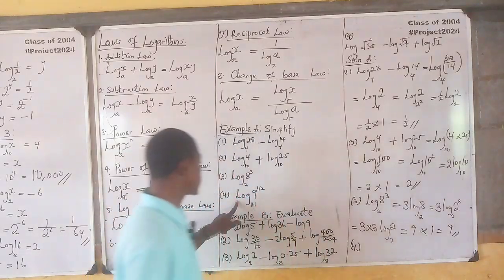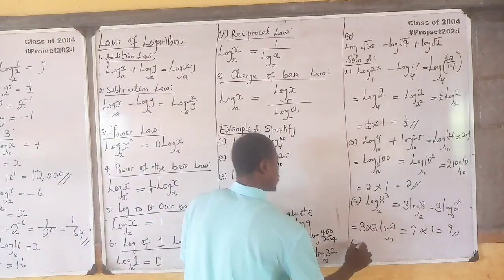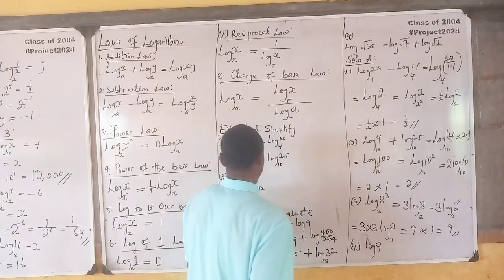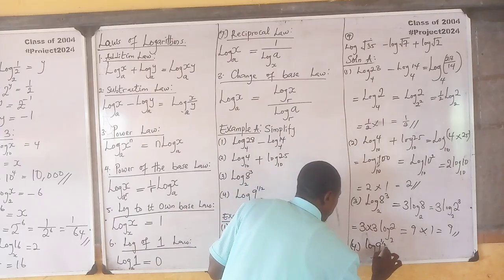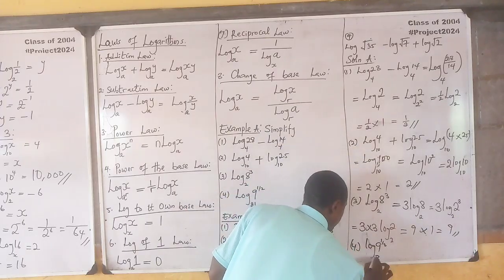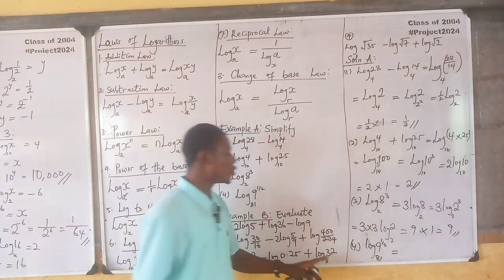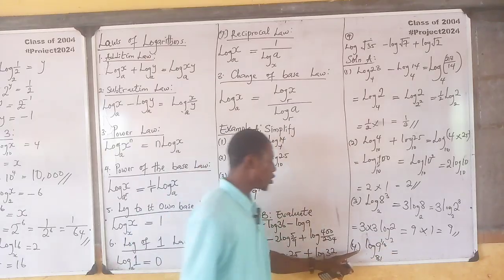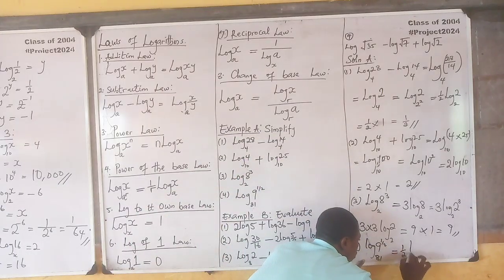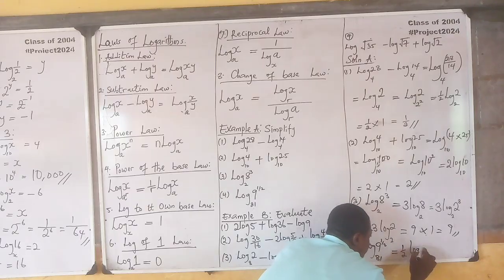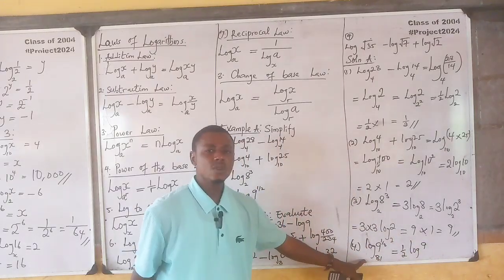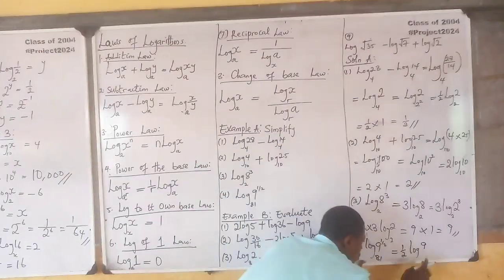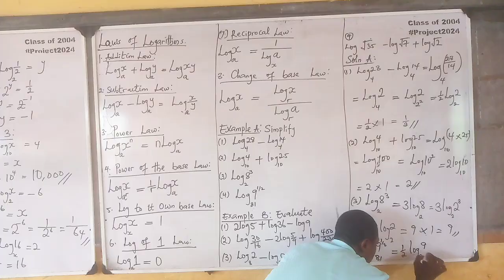Number 4 says log of 9 raised to the power of half, to base 81. So this is going to be, look at it, we can take this power of half to multiply the whole log, which is the half multiplied by log of this 9. Then 81 can also be written as 9 raised to the power of 2. So 81 is the same thing as 9 raised to the power of 2.